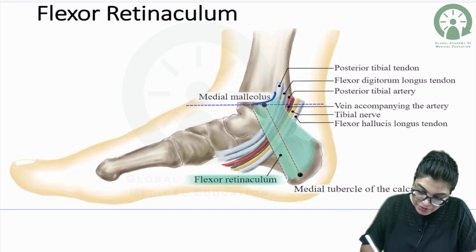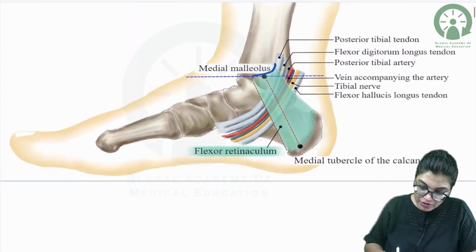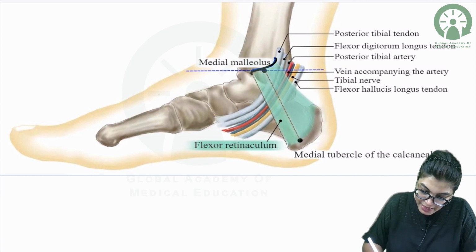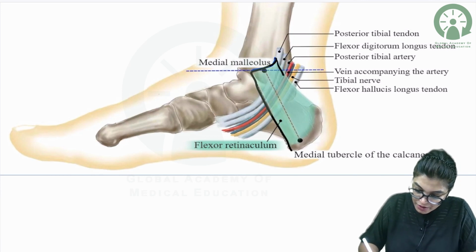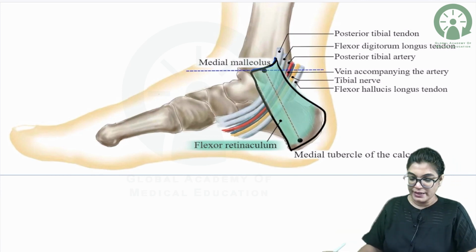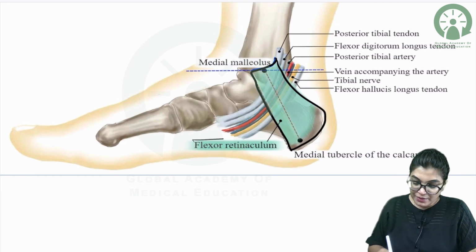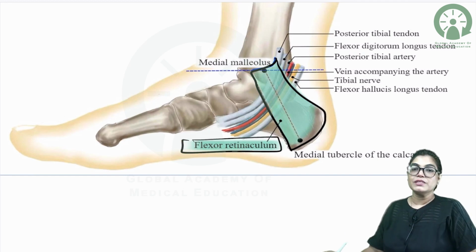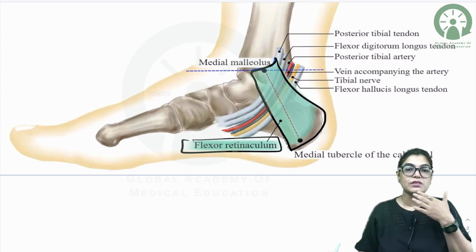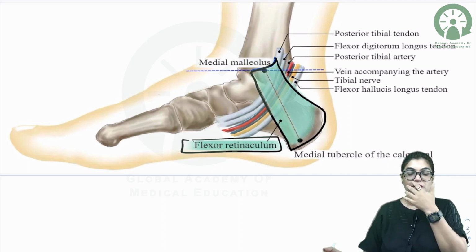The flexor retinaculum, if you see the attachment of the flexor retinaculum, so let me just show you. It is attached from the medial malleolus to the medial tubercle of the calcaneum bone. So this is the attachment. And flexor retinaculum is a modification of deep fascia, and many structures are traversing below it. It is important for us to know the structures traversing below.